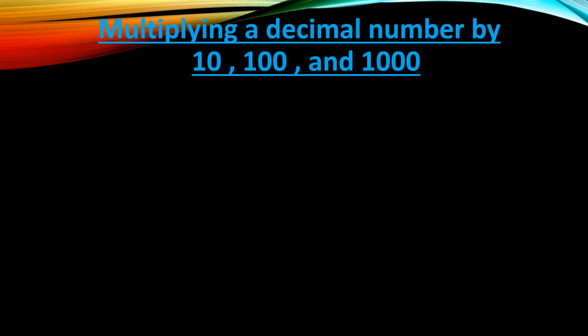Some examples. Multiplying a decimal number by 10, 100 and 1000. Now my dear kids, you know that when multiplying a decimal number by 10, 100 and 1000, the decimal point must shift to the right. Okay, first, let's take the number 47.28. You have to multiply it by 10.